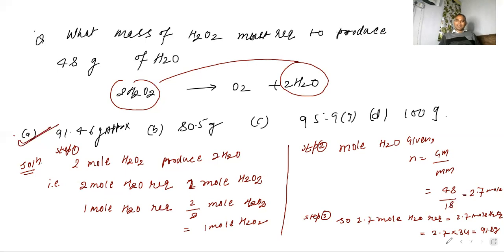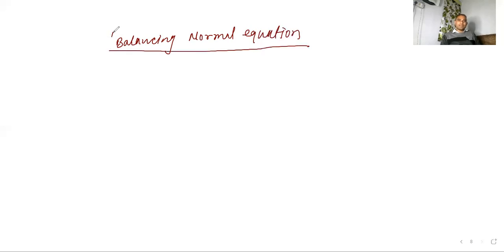So this type of problem is a stoichiometry problem. This time I am telling you some very basic ideas about balancing equations, balancing a normal equation. We are going to balance the normal equation. If any equation is given, it is very difficult to balance. So what can we do to balance the equation? Suppose I am giving you some.